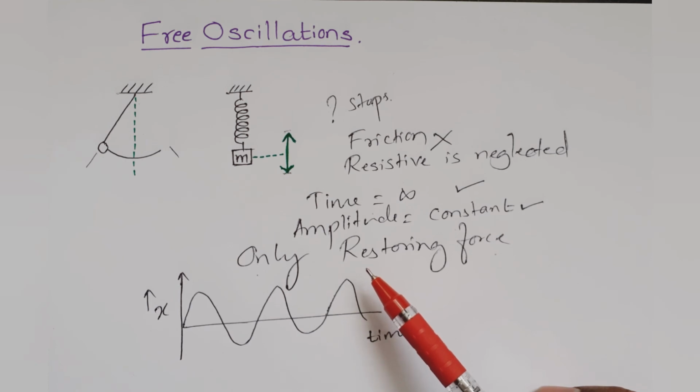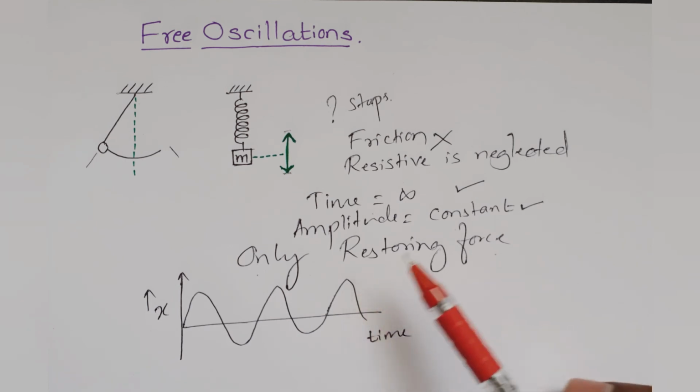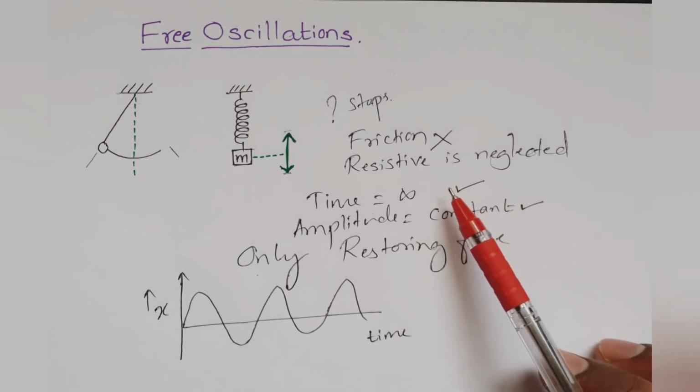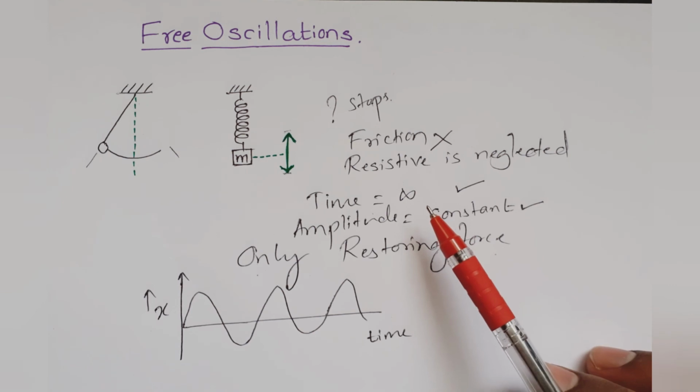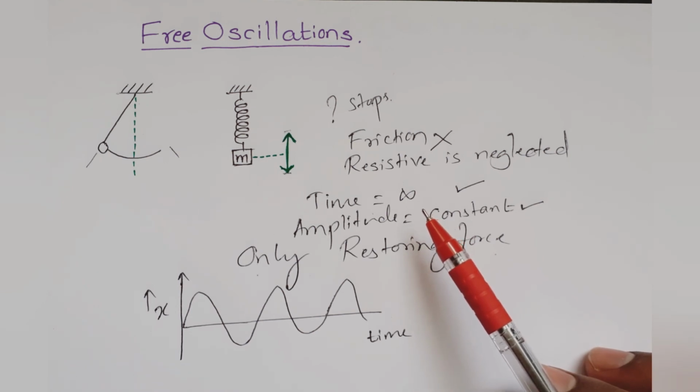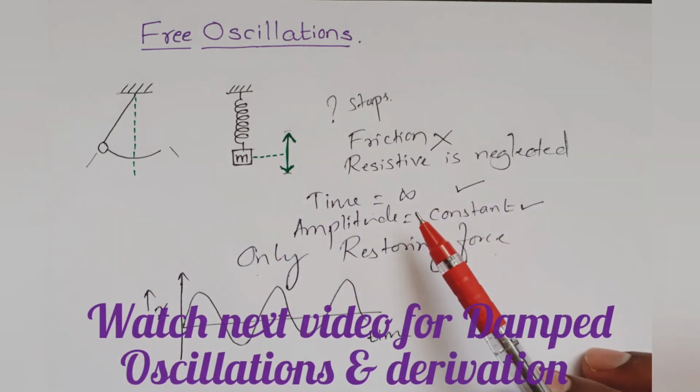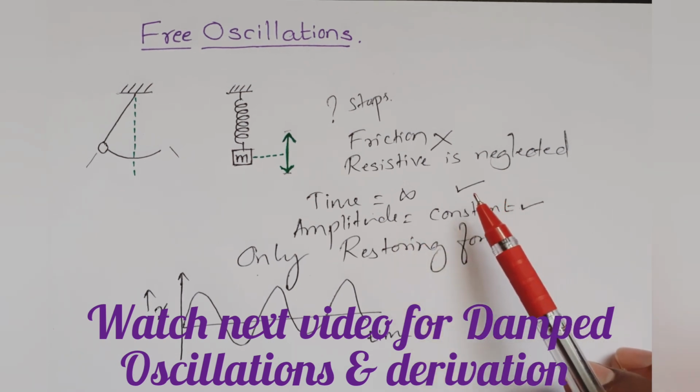But free oscillations are all the examples of SHM, provided we neglect the friction. So a simple pendulum, a spring, a guitar string or a tuning fork are all examples in which friction is not considered.